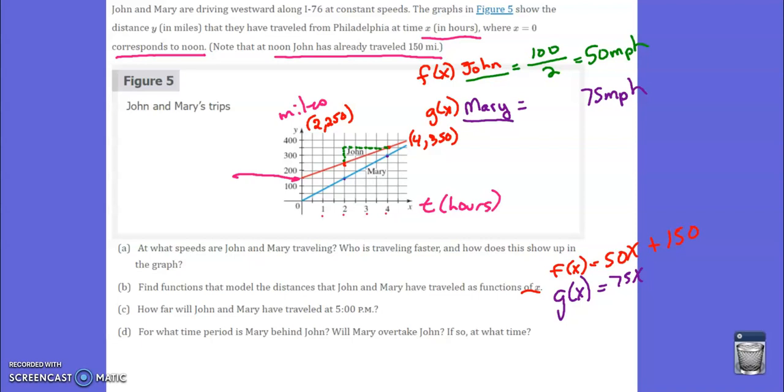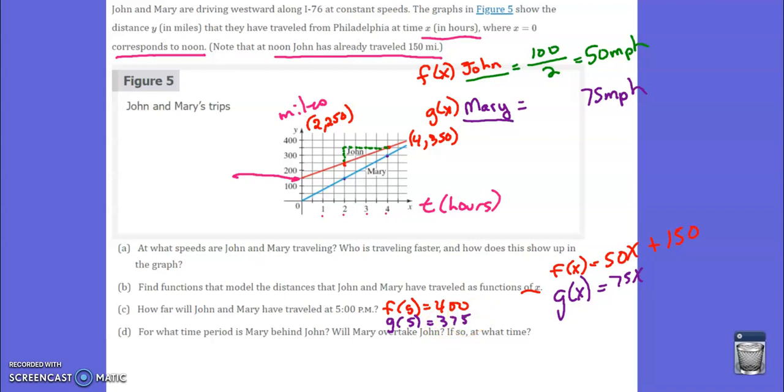Now, letter C says, how far will John and Mary have traveled at 5 p.m.? Now, remember they started at noon, so we're talking about 5 hours of travel time. So f of 5, we're going to substitute 5 into the f function, which is John's. If we substitute 5 into that, we're going to end up getting 400 miles. And then the same thing with Mary. If we take g of 5 and substitute it in, we're going to end up getting 375.